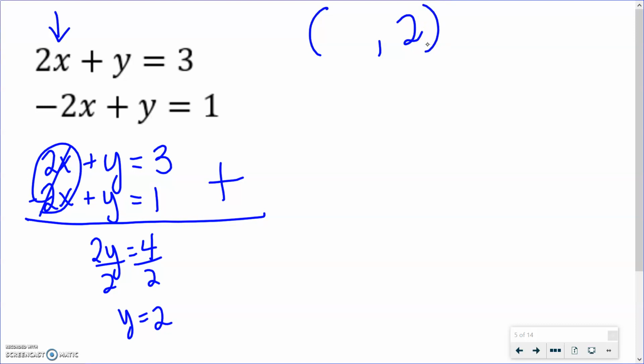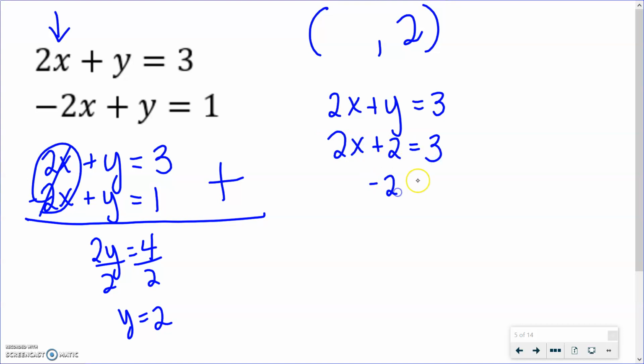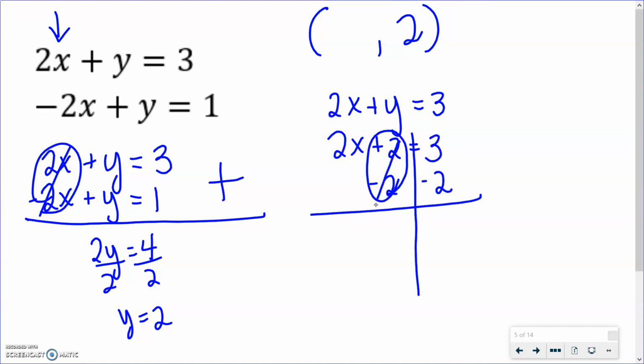And I'm going to plug that back in to one of the equations, and I'm just going to go with the top one. So 2x plus y equals 3, but I know that y is 2. I'm going to subtract 2 from both sides. It goes away. 2 plus negative 2, so I just have 2x equals 1. Divide by 2 on both sides, and I get that x is equal to 1/2. And it's okay to get a half or leave it as 0.5, whatever you prefer.